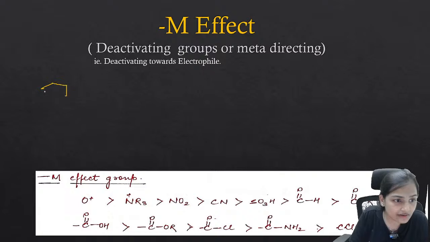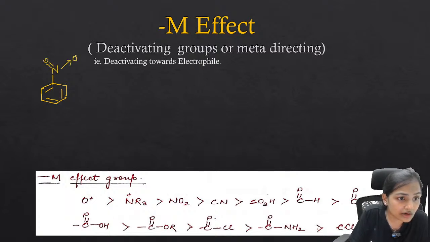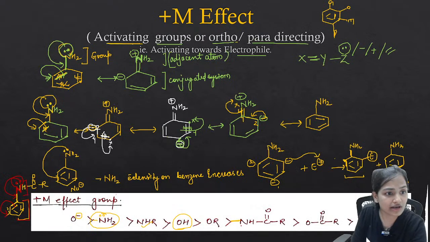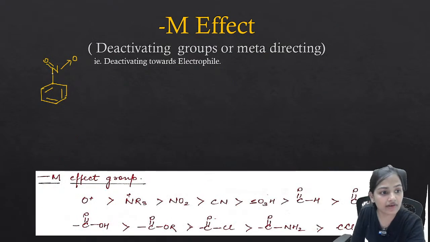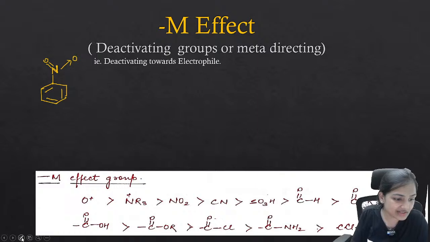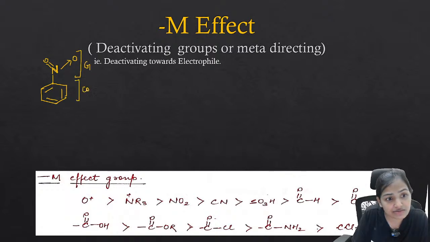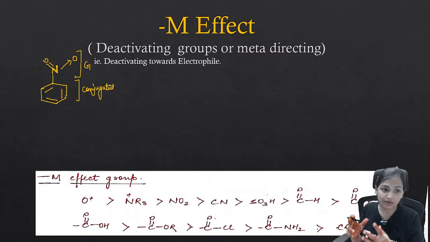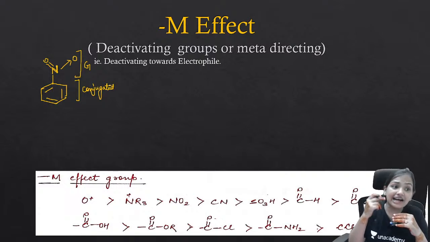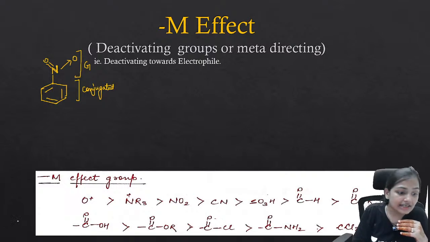Now guys, I will take a very good example. Here I am having NO2. You see, in that particular question I had N, and here also I have N. So what does this mean? Just wait, you will learn a lot from this particular question. This is my group G, and this is my conjugated system. I want to focus on where the polarity is being developed between the conjugated system and the atom which is directly attached to the benzene ring, that is the adjacent atom.